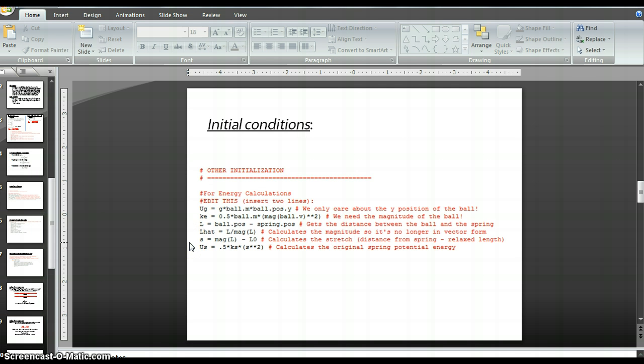So the next part of my code is the initial conditions. I had to calculate the energy of the mass initially, and it's important to know that the kinetic energy initially is 0 because the mass is at rest, but there is both spring potential energy and gravitational potential energy, and I calculated both right here. As you can see, the gravitational potential energy is dependent on the ball's position in the y direction, and the spring potential energy is calculated by subtracting the relaxed length from the length of the string in its original position.